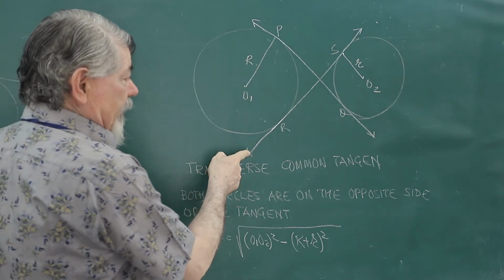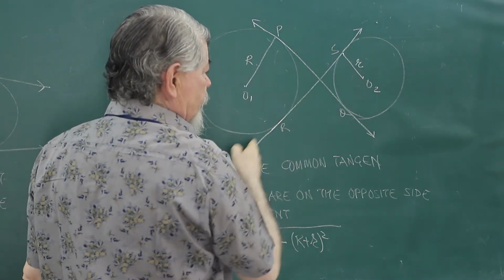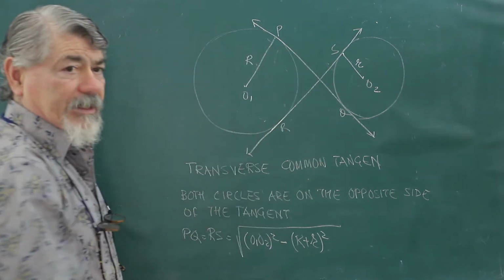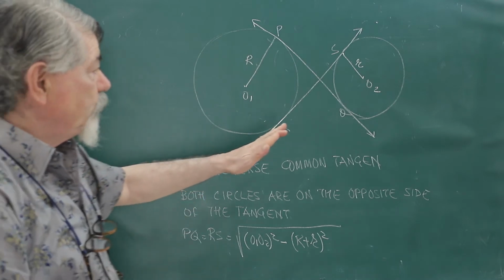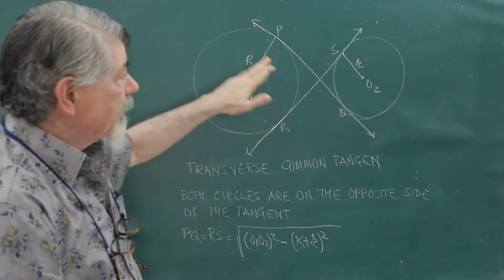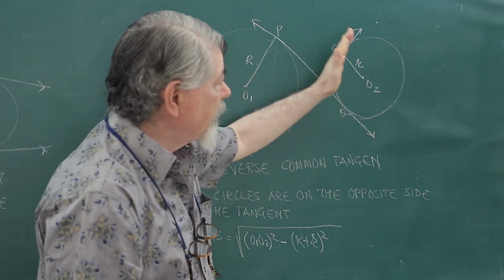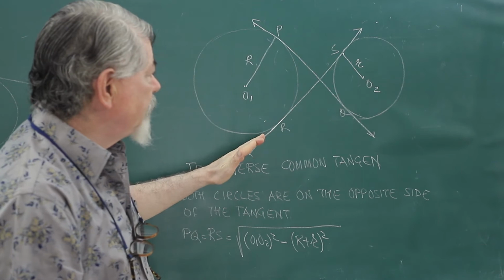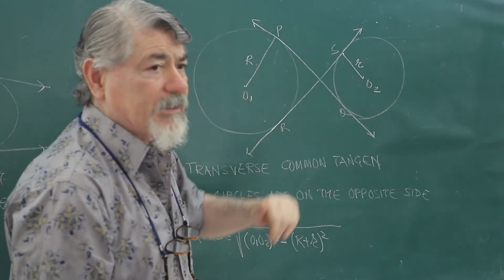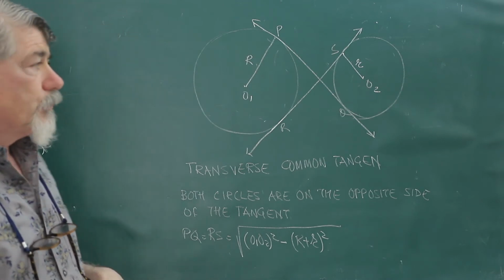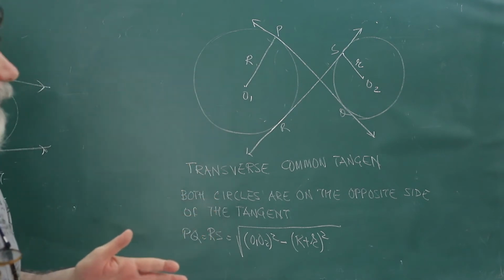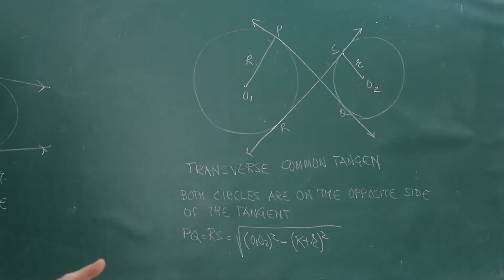Look at the other line. I have drawn another straight line, which is touching the bigger circle at R and the smaller circle at S. Again, the bigger circle is lying above R and the smaller circle is lying below S. That means the bigger circle is lying above line RS and the smaller circle is lying below line RS. So in this case, the two circles are lying on either side of the common tangent.